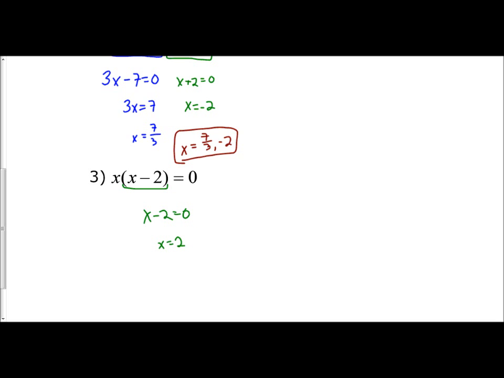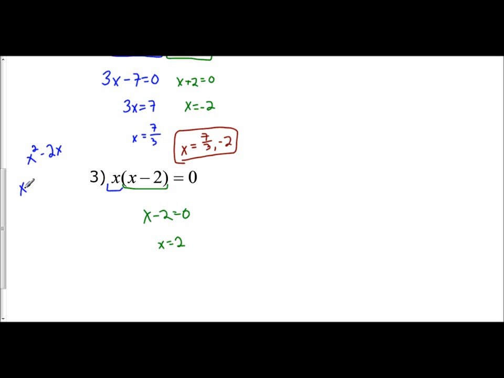But it's not set each parentheses equal to 0. It's set each factor equal to 0. And not all factors are in parentheses. This is also a factor. If you think about when have you ever had a factor like that in your answers before, when we were reviewing how to factor, if this was multiplied out, it'd be x squared minus 2x.